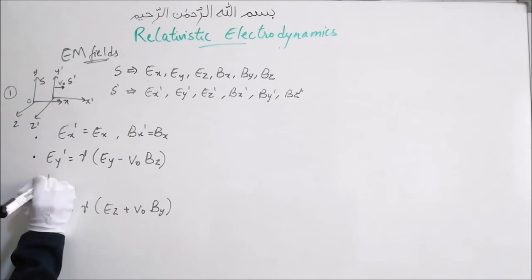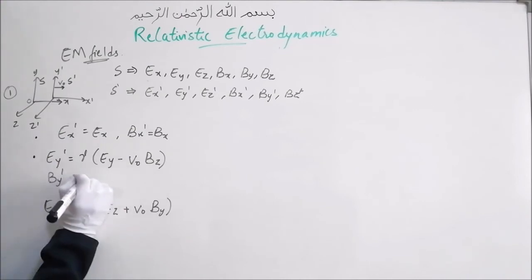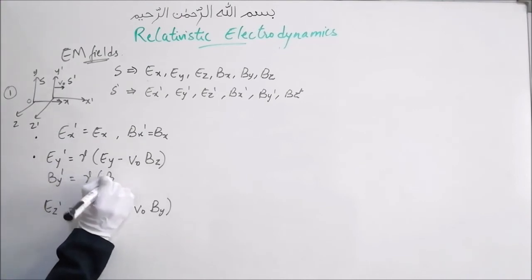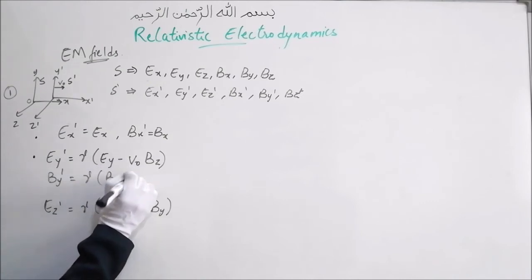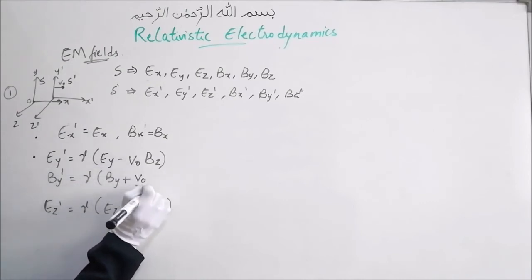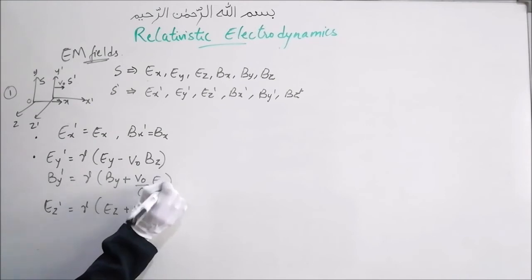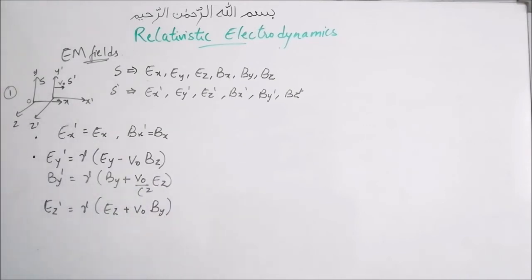And then we will have By dash equal to gamma By. This is minus, it will become plus. V naught will change to V naught upon C square. Bz will change to Ez. And we'll have Bz dash equal to gamma, Ez will change to Bz, plus will change to minus, V naught upon C square, By will change to Ey.